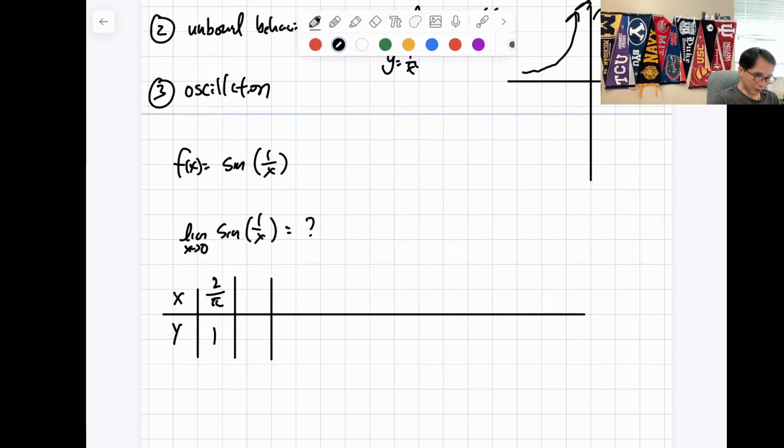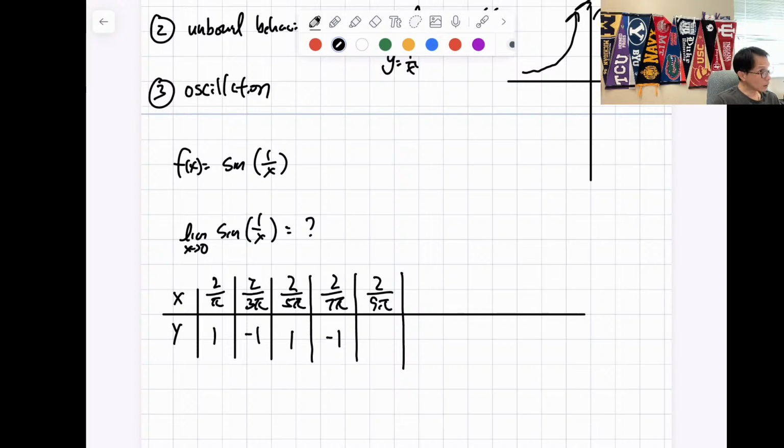Now I'm going to plug in another one. So 2 over 3 pi. So what do you think that is going to be? 3 pi over 2. What is sine of 3 pi over 2? Negative 1. Is that okay? How about 2 over 5 pi? Which is what? Good. How about 2 over 7 pi? Do you see the pattern? Negative 1. 2 over 9 pi? 1. 2 over 11 pi?